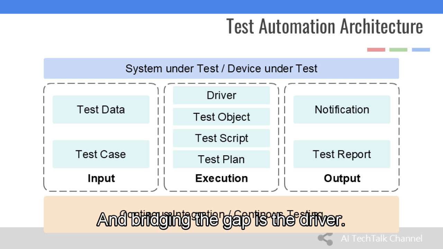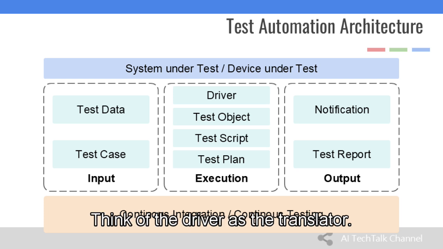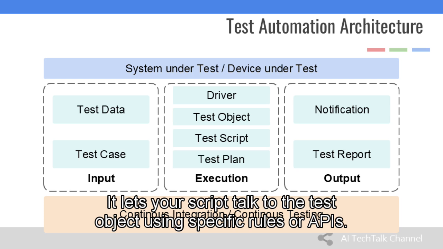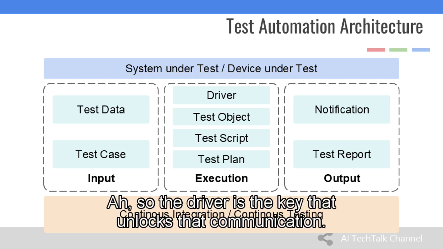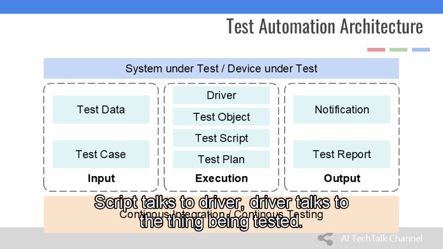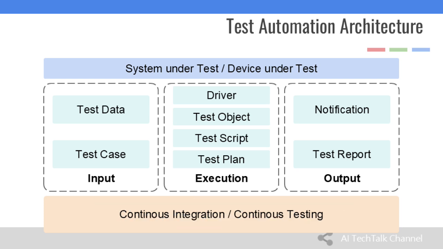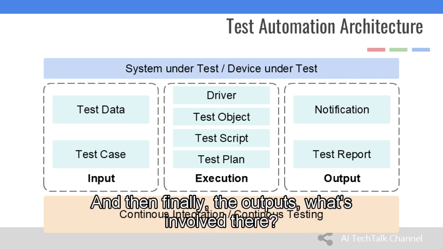Exactly. And bridging the gap is the driver. Think of the driver as the translator. It lets your script talk to the test object using specific rules or APIs. So the driver is the key that unlocks that communication. Script talks to driver, driver talks to the thing being tested. Makes sense. Precisely.